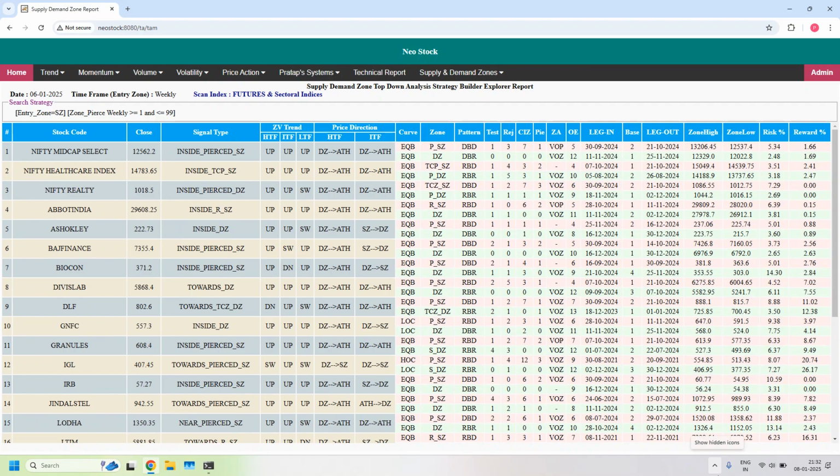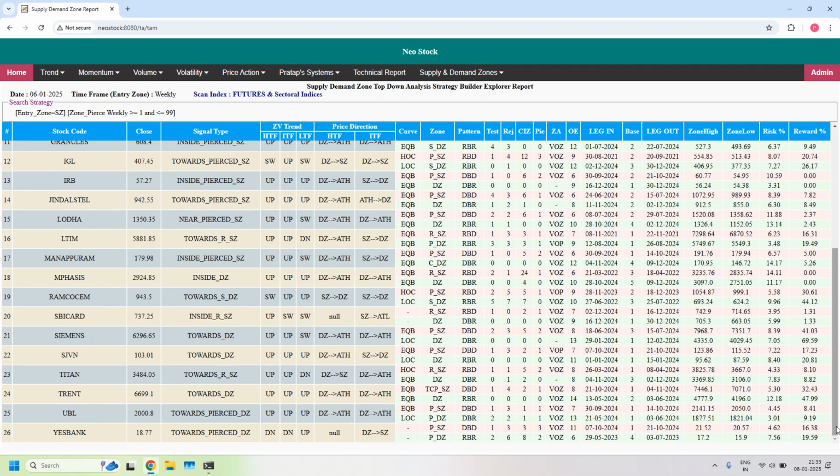These are the supply zones. I am scrolling the list down. So total 26 stocks are filtered. Out of these 26, how many of these pierced zones are having EMA Confluence?